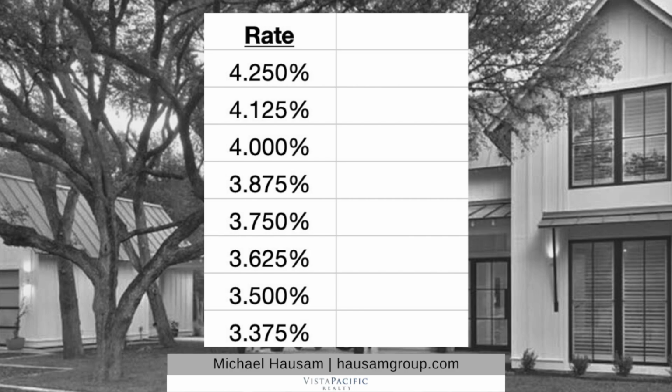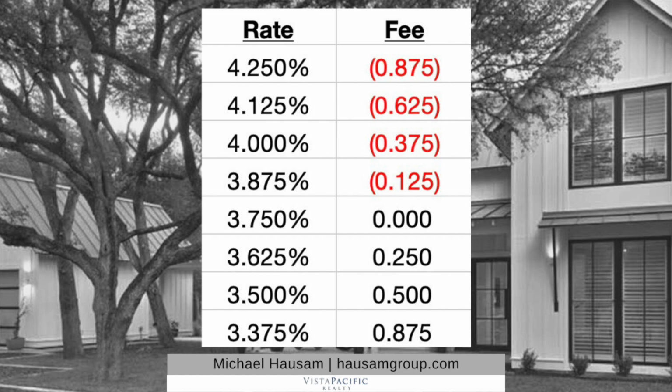When I have a rate sheet, it will have a series of rates, each usually on a 1/8% or 0.125% apart, and it looks just like this. Each of those rates will also have a fee associated with it, expressed as a percentage of the loan amount. This fee will either be charged to the borrower for a lower rate or credited to the borrower for a higher rate, and it looks like this.